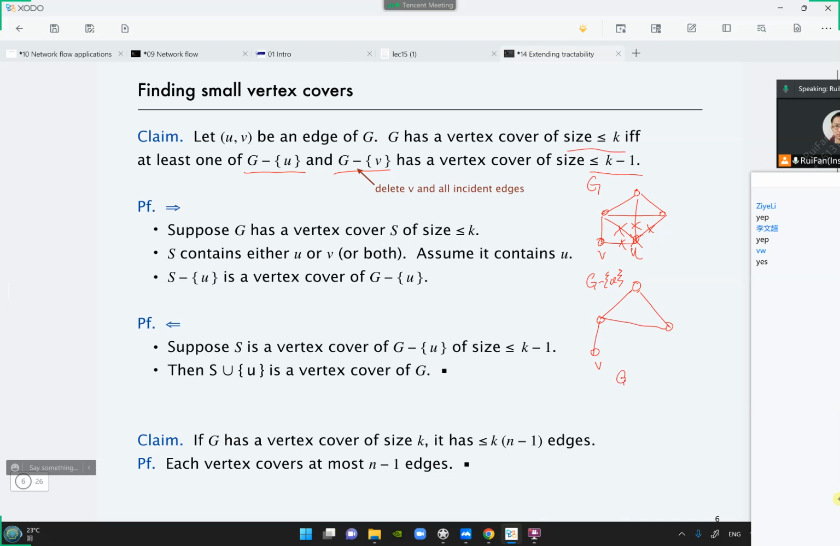If you want to look at G minus V, what you do there is you take out V and all of its adjacent edges. So what you're going to have is just this little diamond shape over here. So this is going to be G minus V. When I say G minus a node, I mean that you take out the node and all its adjacent edges.